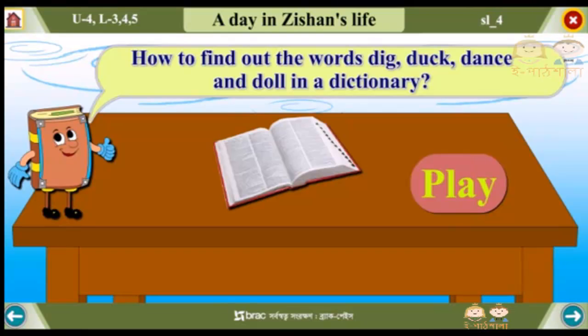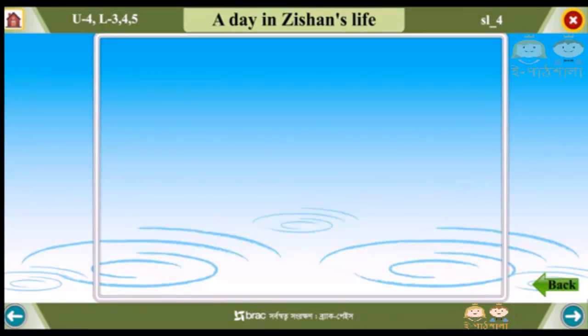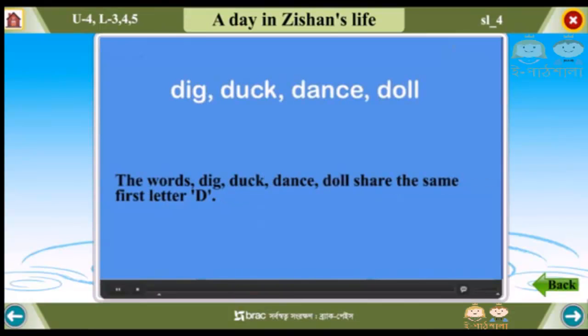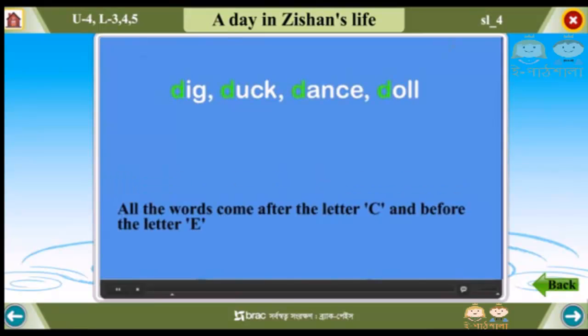How to find out the words dig, duck, dance, and doll in a dictionary. Let us now see how to find the words dig, duck, dance, and doll in a dictionary. The words dig, duck, dance, and doll share the same first letter, D. All the words come after the letter C and before the letter E.